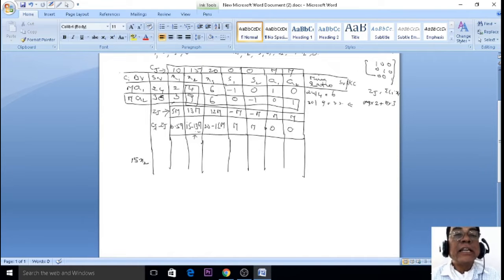Next, take the key element and divide it into all elements present in the key row. 30 divided by 9 is 10 by 3. 3 divided by 9 is 1 by 3. 9 divided by 9 is 1. 6 divided by 9 is 2 by 3. 0 minus 1 by 9, that is 0, 1 by 9. One by 9.